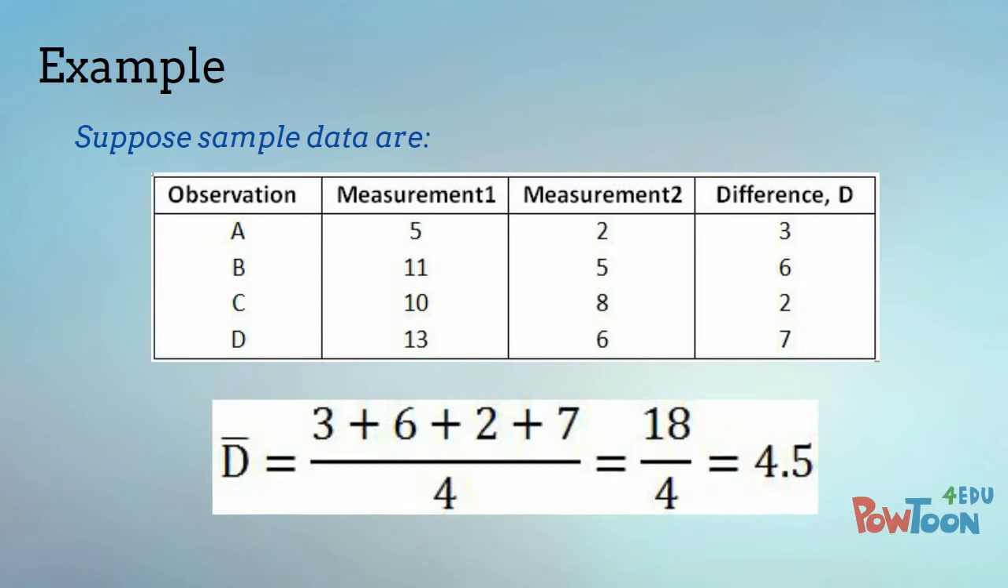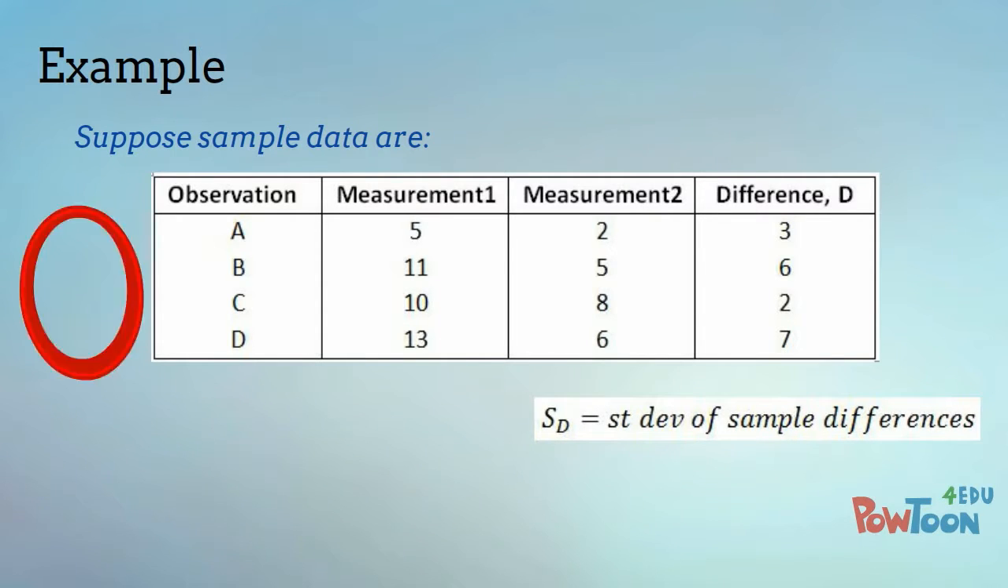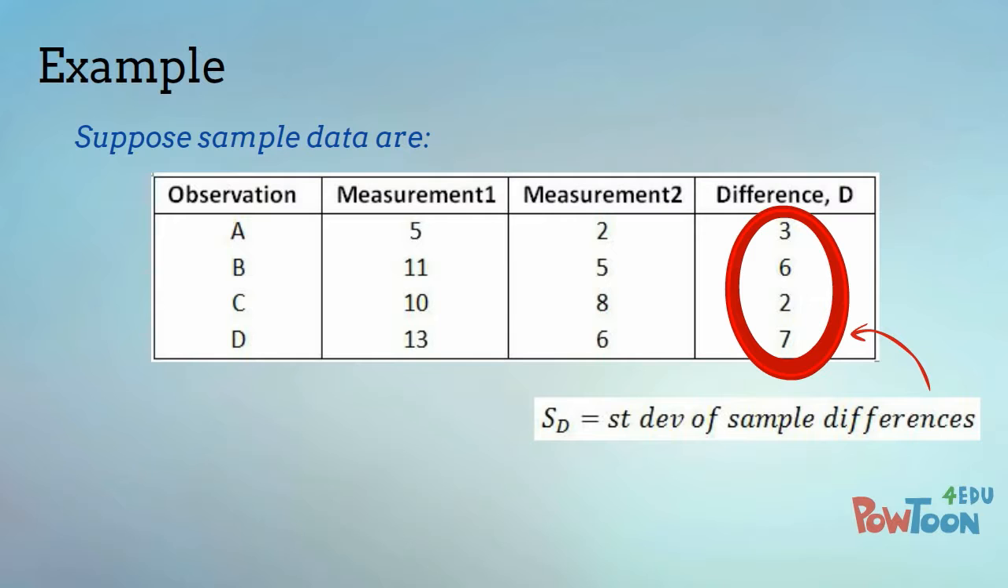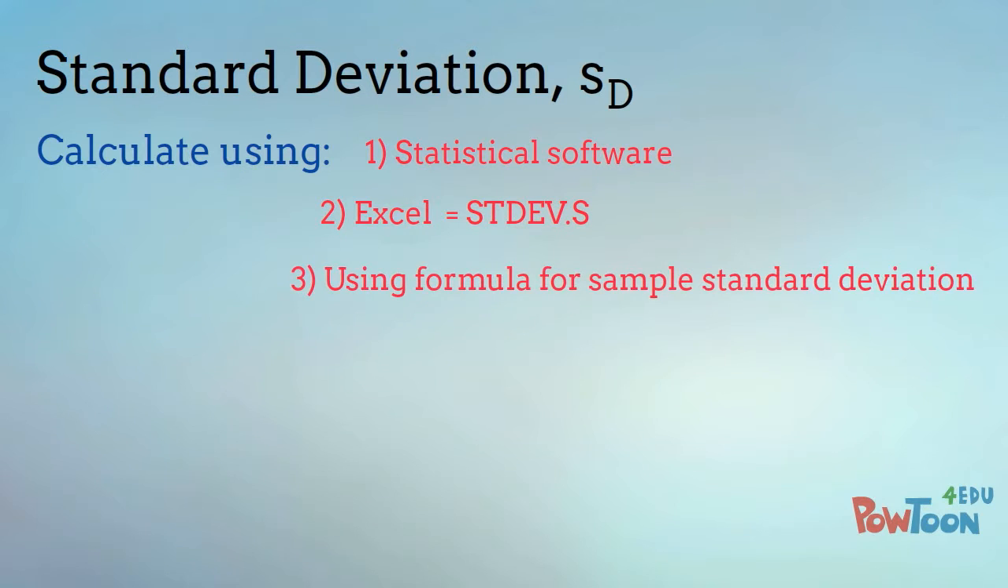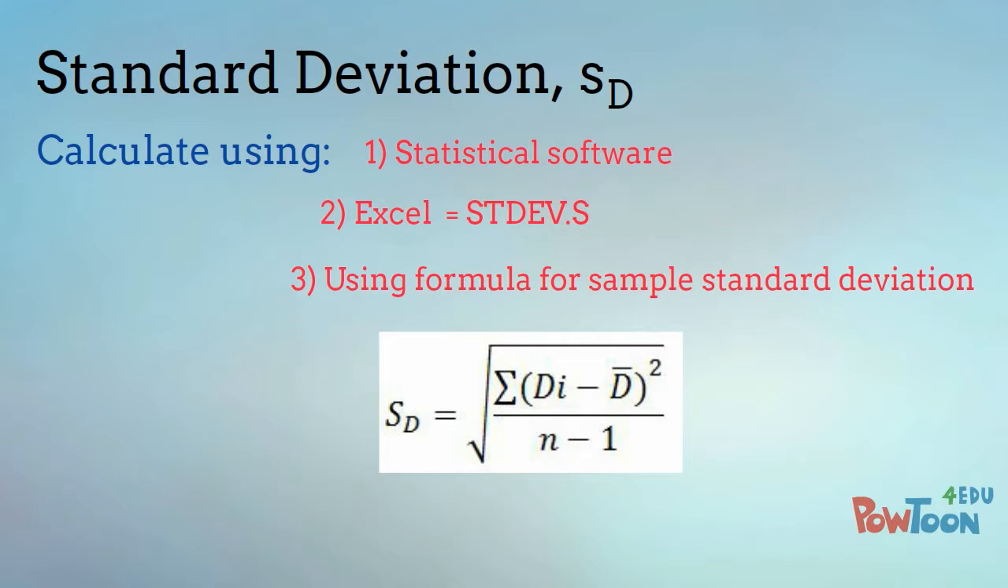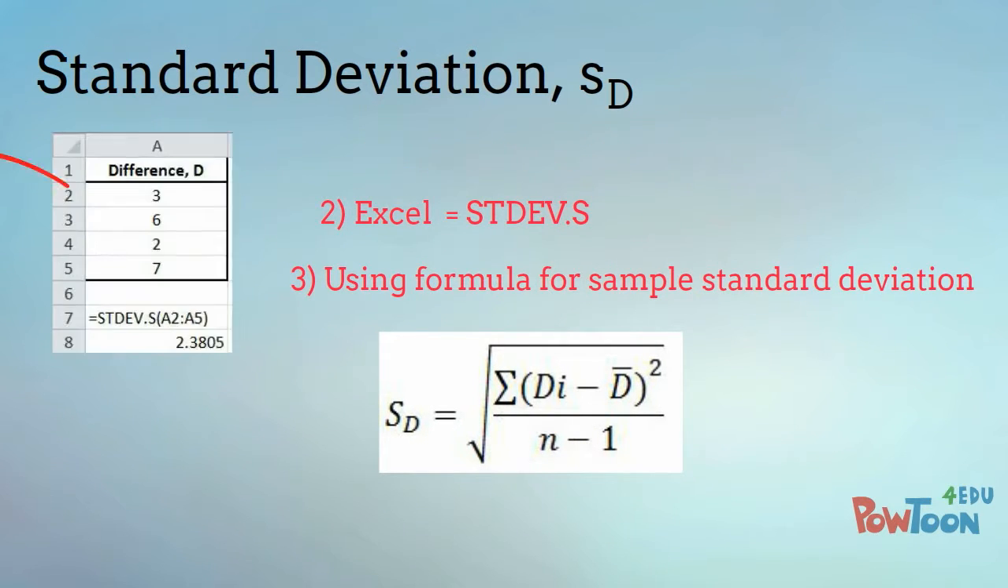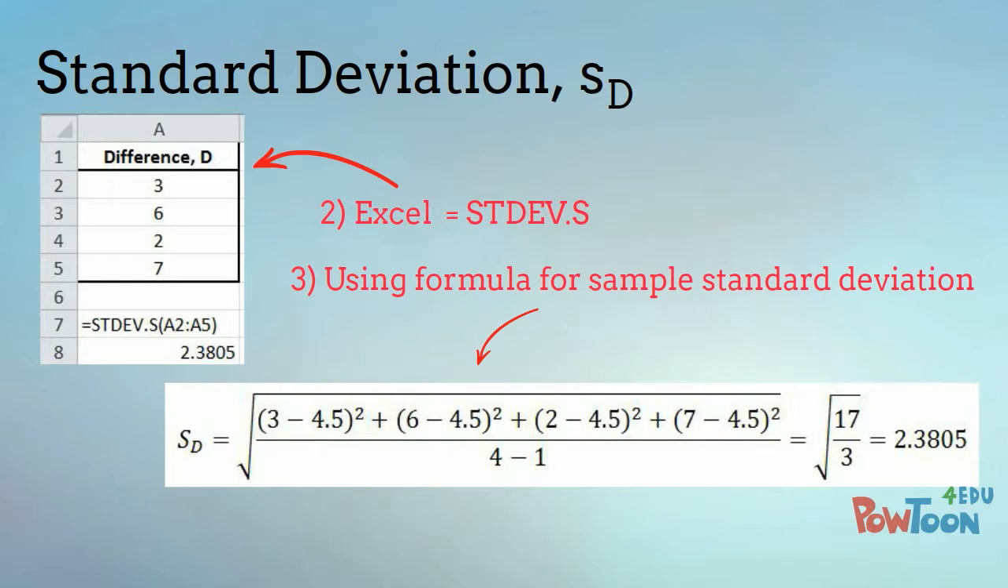The sample standard deviation of these differences is referred to as s sub d and is simply the sample standard deviation of the variable representing the differences. This can be calculated using statistical software or Excel using the equals STDEV.S function. Alternatively, it could be calculated by hand using the formula for standard deviation. Using the numbers from our earlier example, we would get s sub d equals 2.3805.